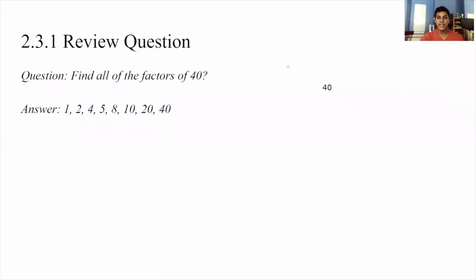So I need to pick any two factors of 40 that when multiplied by each other get me 40. So I know 40 can be broken down into 20 and 2 because 2 times 20 equals 40. So that's what I'll break it down into first. So here I'll write 20, and then here I'll write 2.